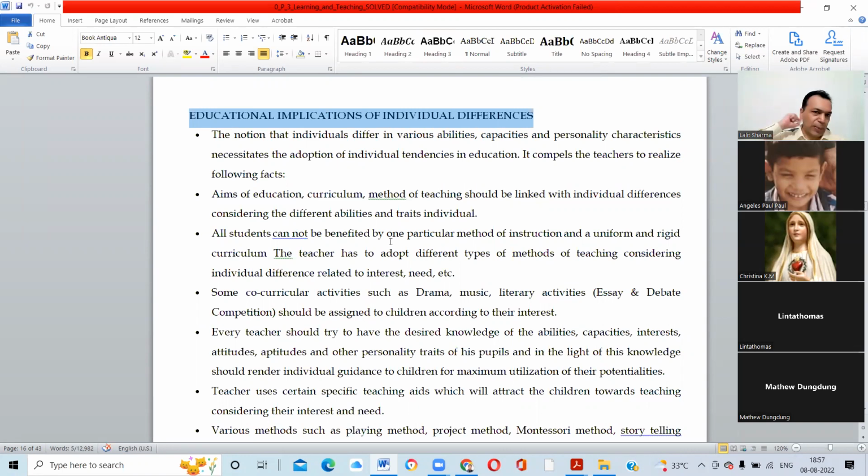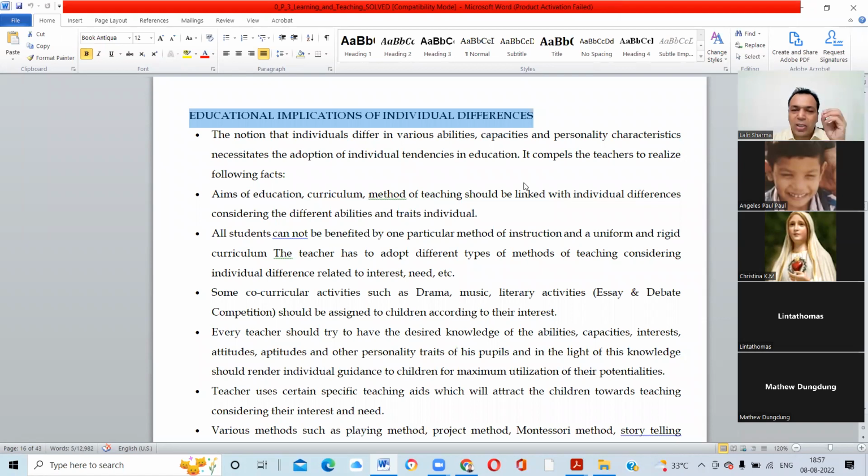Always remember, educational implication of individual difference, what is the meaning of that? The meaning is that when the teacher has to teach the students, he should keep in mind, if he is teaching 30 students, that the 30 students have different levels of thinking. They are different.